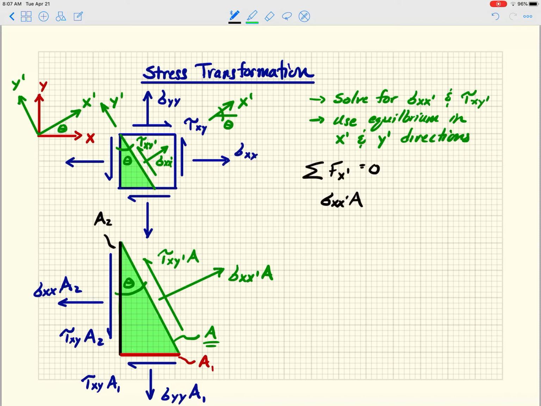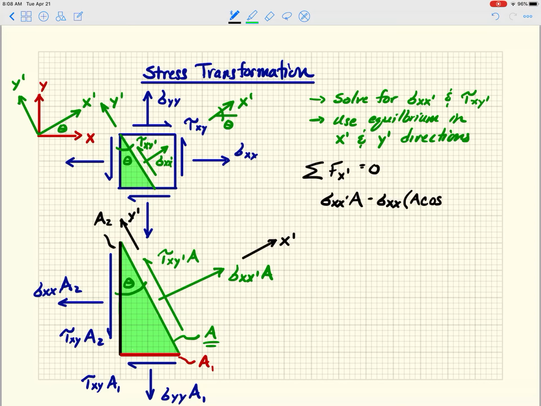So this is going to be sigma xx prime times A, going in the positive x prime direction, and that one there is the positive y prime direction. Then if we look at sigma xx, that's the original coordinate system.